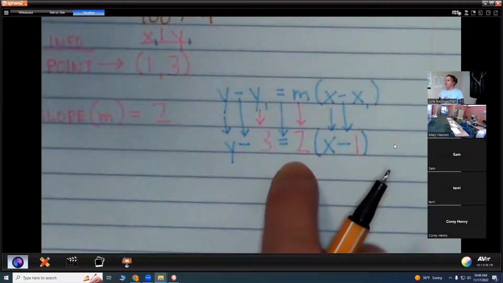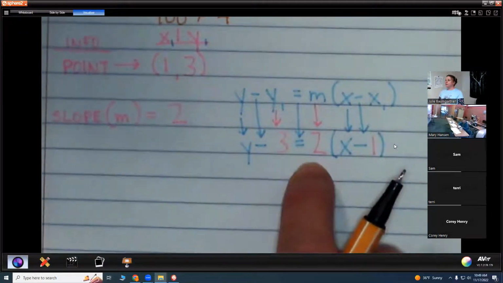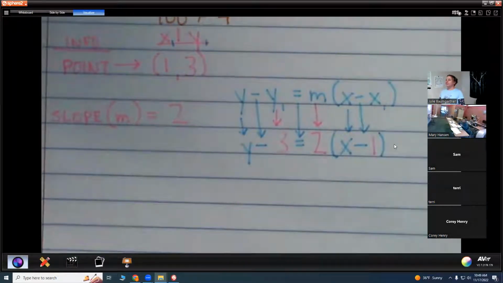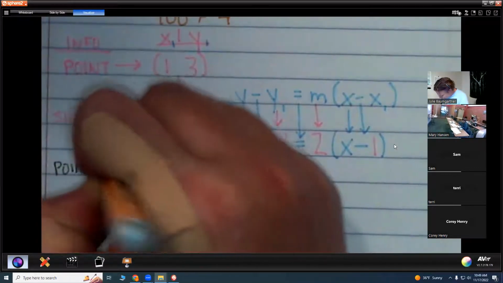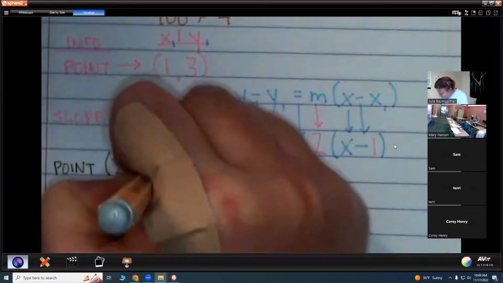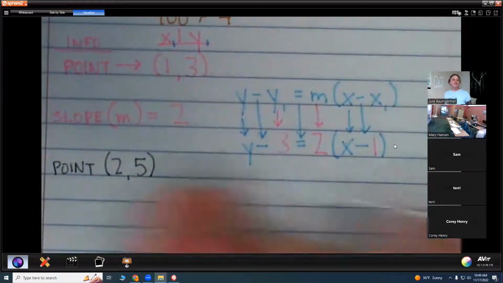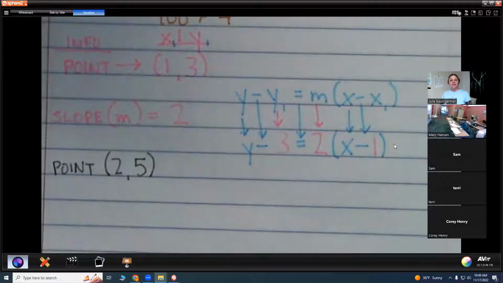Does that feel all right for everyone? So now the next thing to do is answer the question: is 2,5 on that line? Is the point 2,5 on that line? Do you want to try that on your own? Okay, so we just made up another point. Corey, is it helpful to see it? I can draw this if it helps. Would it help to draw it? I'm not trying to frustrate you, and I apologize.